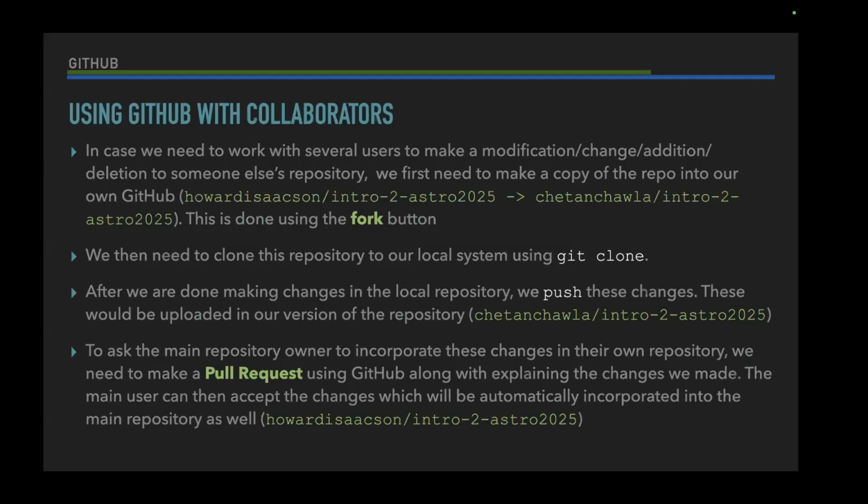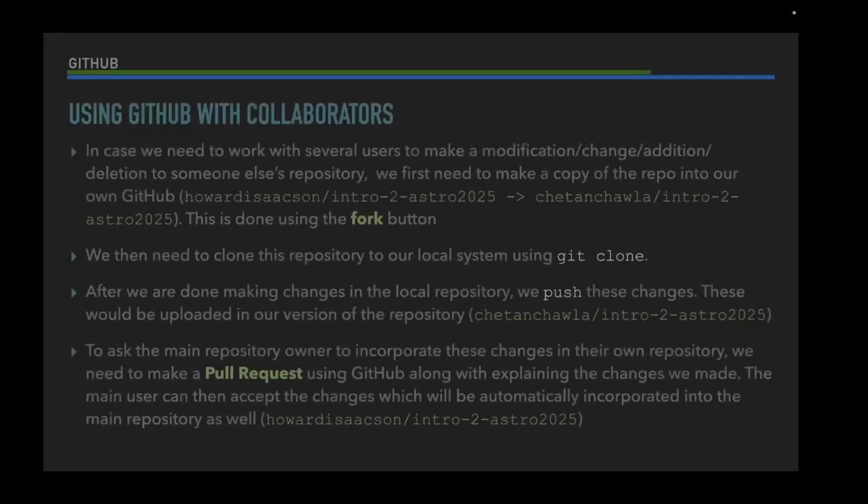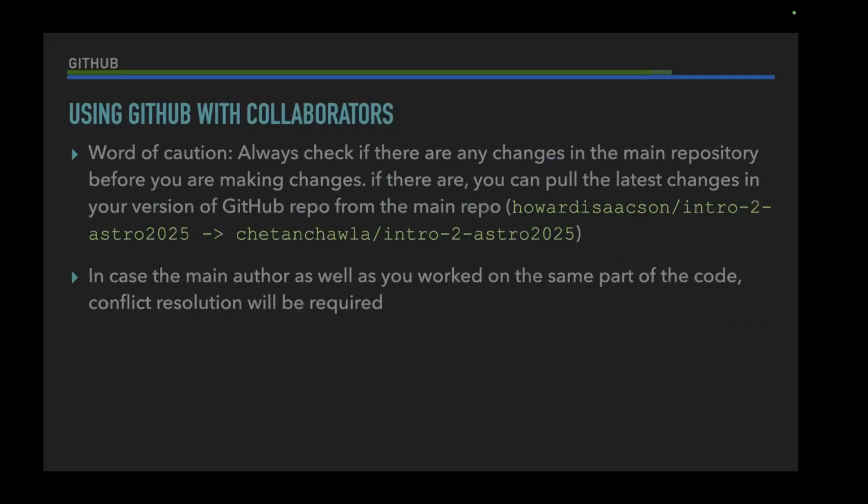Then in the next week, when Faye makes another change or another instructor adds new tutorials, we can pull the data. It's not written over here, it is written over here. We use git pull to download any changes that are present in the GitHub repository but not on our local repository. So anything that Faye or anyone else changes on the main repository, on Howard's repository, we first want to check if there are any changes in the main repository. If so, we'll pull the latest changes from Howard's repository to your own repository.